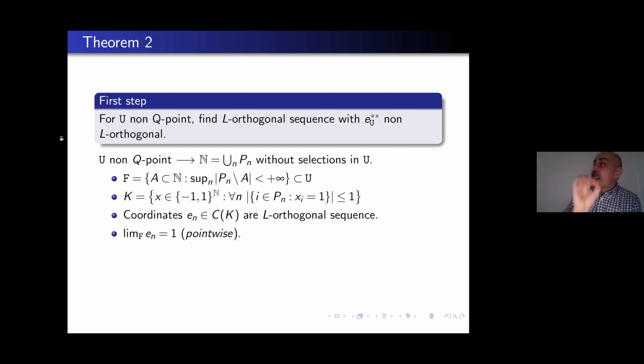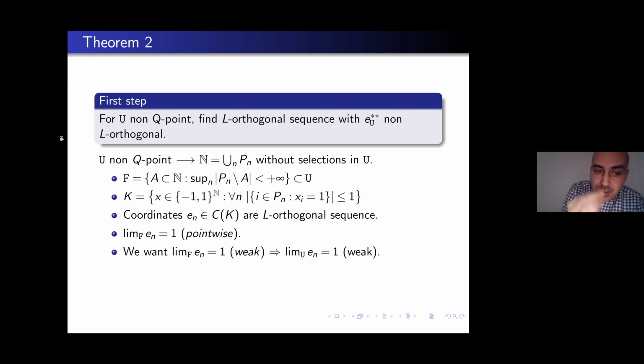And actually, this is an example of a sequence that is an L-orthogonal sequence, but I am taking certain limits through a filter. I'm taking a cluster point, and this cluster point is not L-orthogonal because the constant function equal to 1 is not L-orthogonal. I need to have this Rademacher behavior. I mean, I need to have a lot of 1s and -1s everywhere to get something that is L-orthogonal. But now, I have the pointwise limit of e_n is 1.